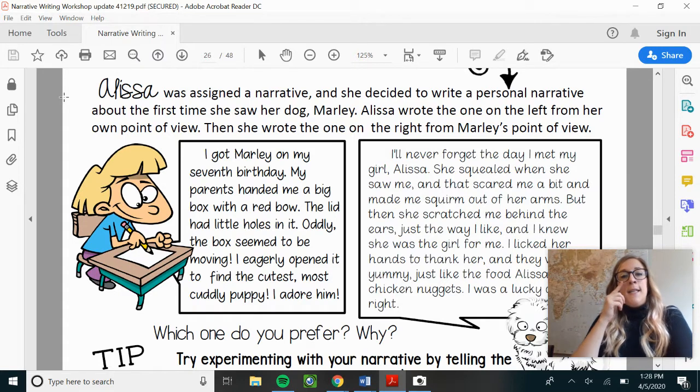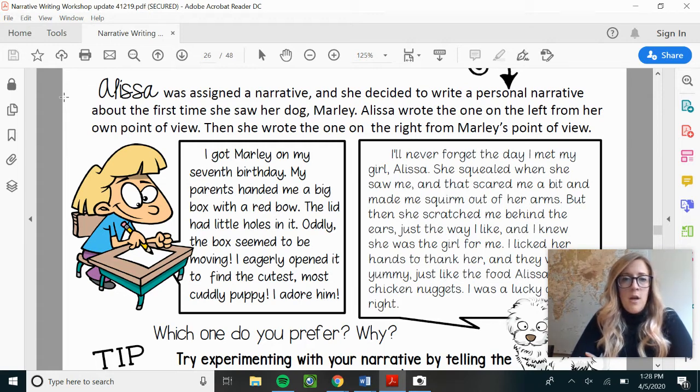Alyssa was assigned a narrative. She decided to write a personal narrative about the first time that she saw her dog, Marley. Alyssa wrote the one on the left from her own point of view and the one on the right from Marley's point of view. So let's start off with the one on the left, which is Alyssa's first person point of view.